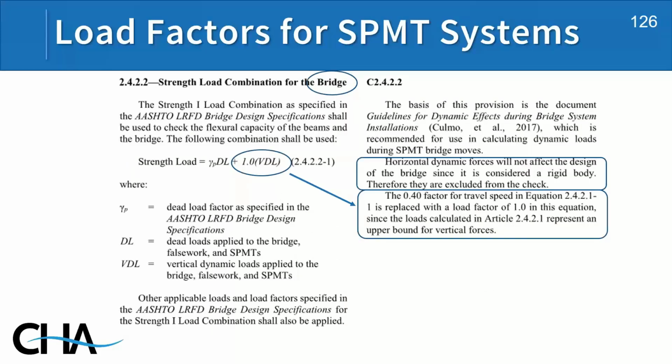If you want to check the bridge for strength under this lift, we give load factors for that as well. You use your standard dead load factors as specified in AASHTO LRFD, and for the vertical dynamic load, you use a load factor of 1.0, again, because it's an upper bound, we're calculating an upper bound dynamic effect.